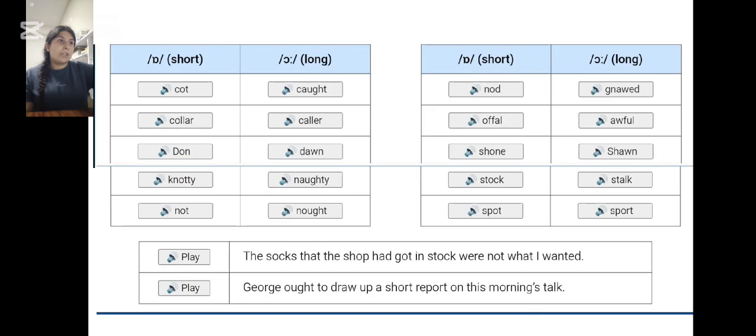Then again, short and long words. For example, coat and coat, color and color. Then shone and shone, stock and stalk, spot and sport. We must be careful with pronouncing them in a short and long way, as I mentioned before.